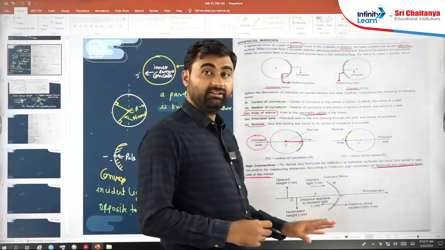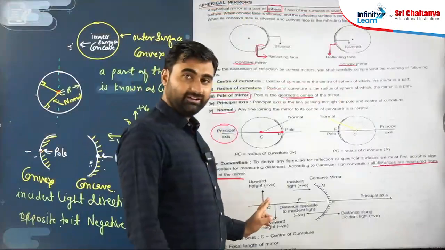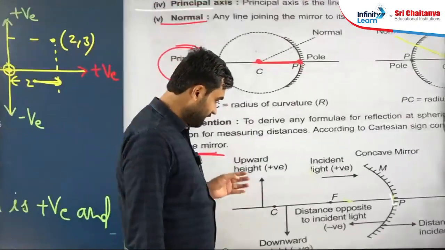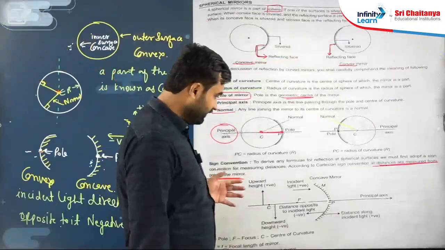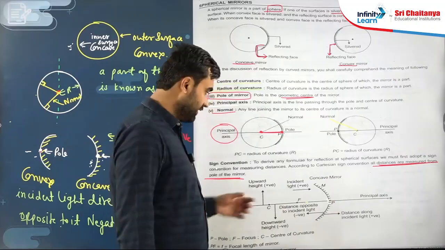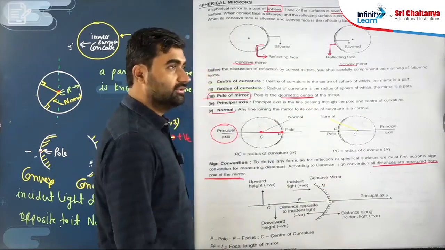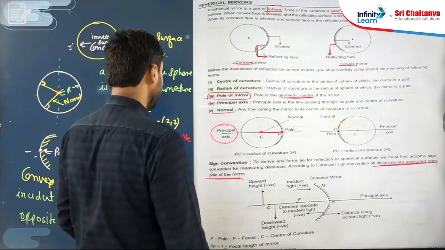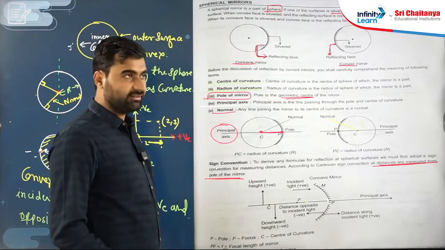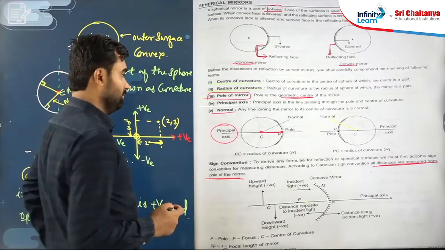For any mirror, incident ray direction is positive. If object is placed here, so from the object ray will incident like this. So this direction is positive and this direction is negative, above it positive, below it negative. Okay, this point we discussed. Today we will use this concept in the mirror formula.